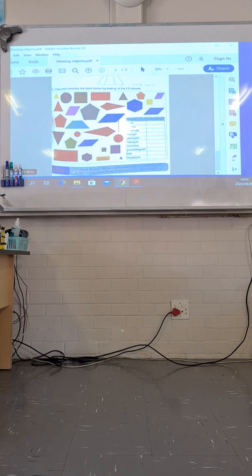So a hexagon has 6 sides. A hexagon has 6 sides. A pentagon has 5 sides. A pentagon has 5. What's a parallelogram?